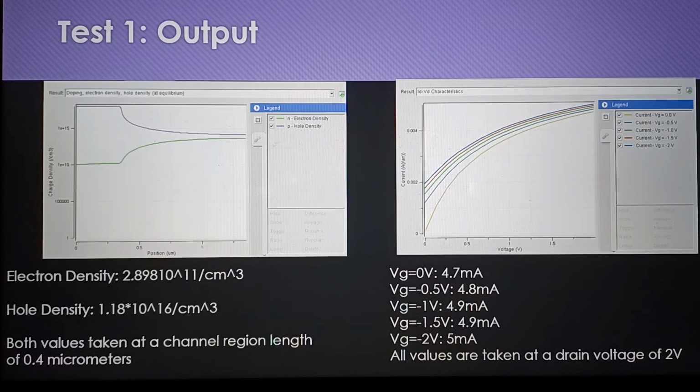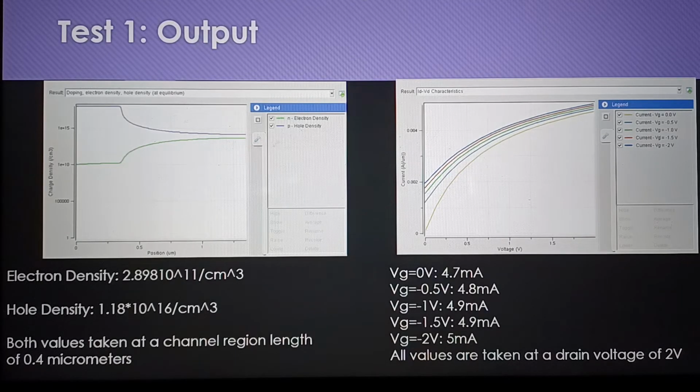So for test 1 output, electron density at 0.4 micrometers is 2.89 times 10 to the 11 centimeters cubed, and hole density is 1.18 times 10 to the 16 centimeters cubed. These density values were a lot closer than I expected. So I'm not assuming, but the change in dimensions is most likely the reason for these electron densities being so close to each other. And as for the current and gate voltage, at a gate voltage of 0 volts, it's 4.7 milliamps.